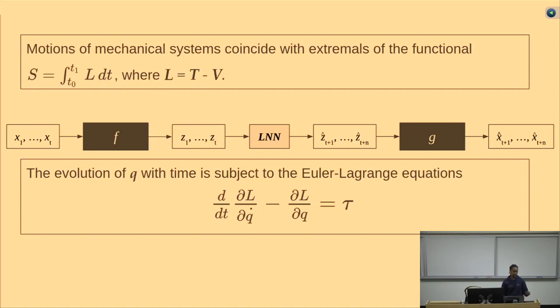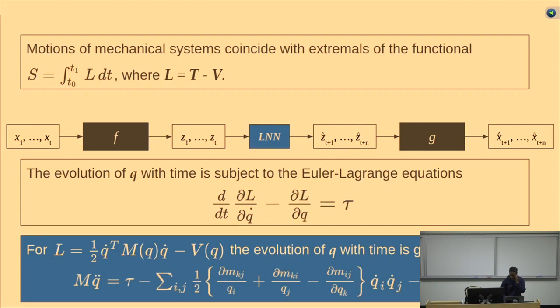So from Lagrangian dynamics, we have Hamilton's principle of least action, which says that motions of the mechanical system coincide with extremals of a functional S, which is the integral of the system Lagrangian, where the Lagrangian itself is given by the difference in kinetic and potential energy. A corollary of this theorem is that the evolution of these generalized coordinates, which describe the configuration of the system, is subject to the Euler-Lagrange equations, which can be derived from the extremal of S.